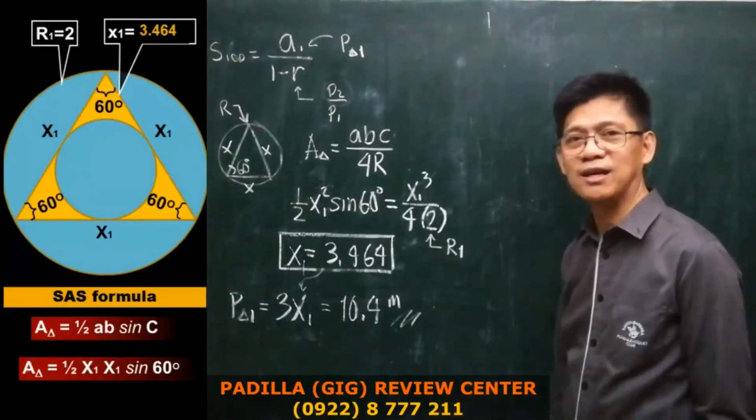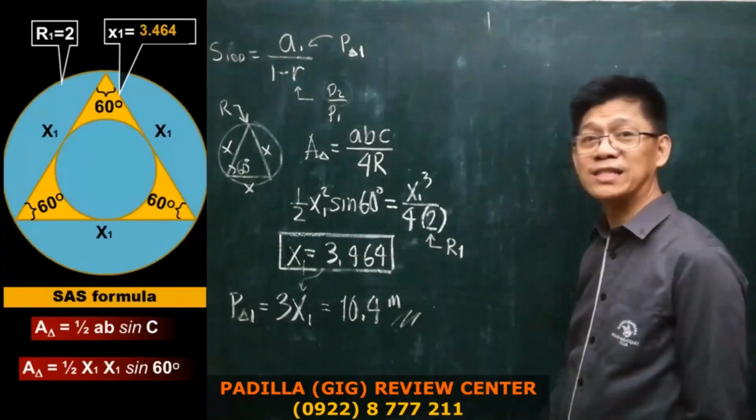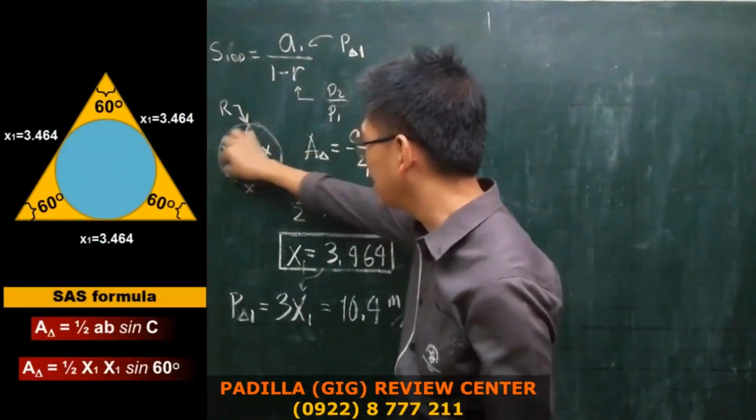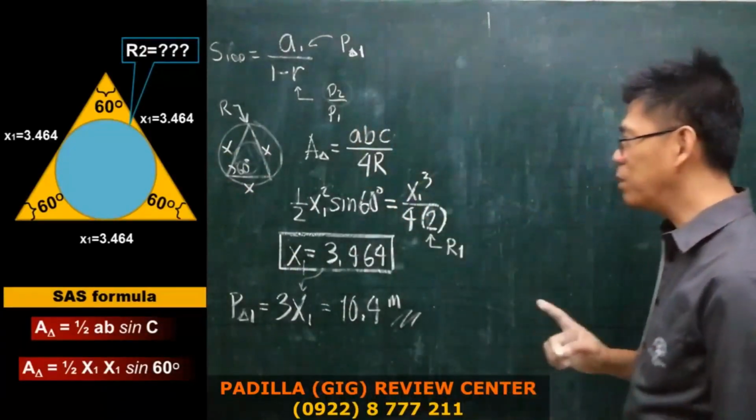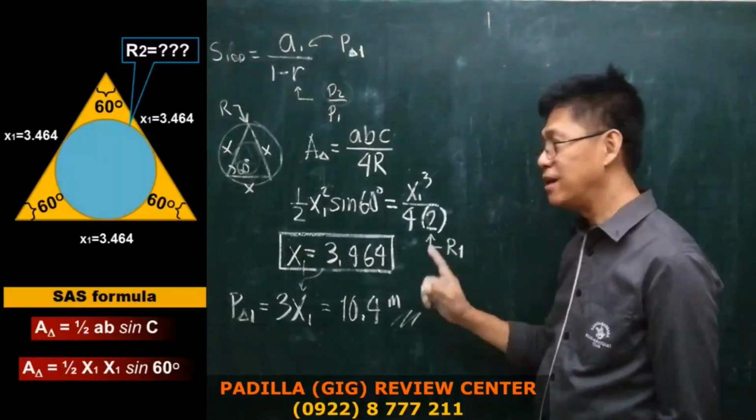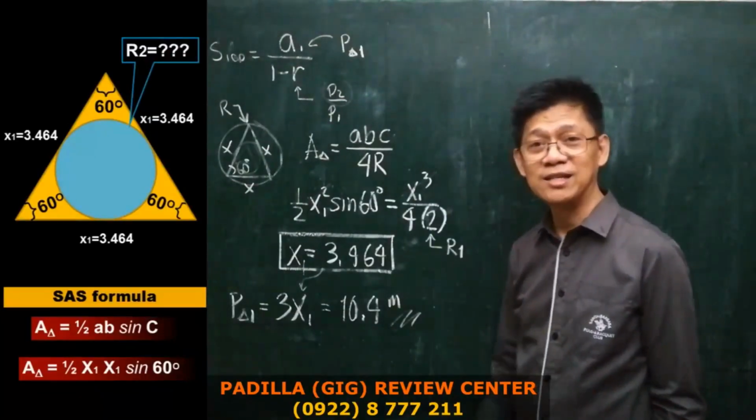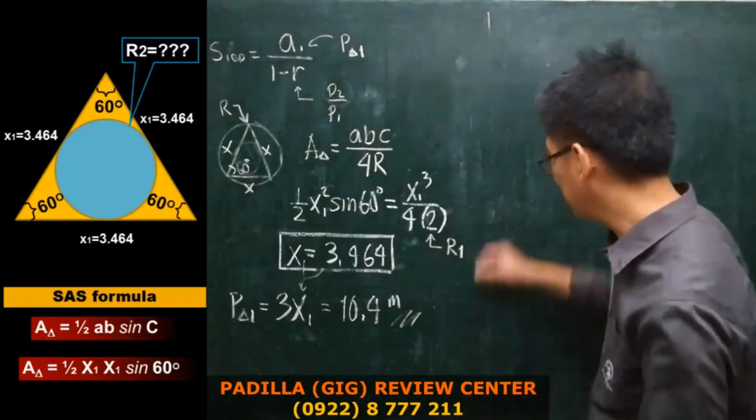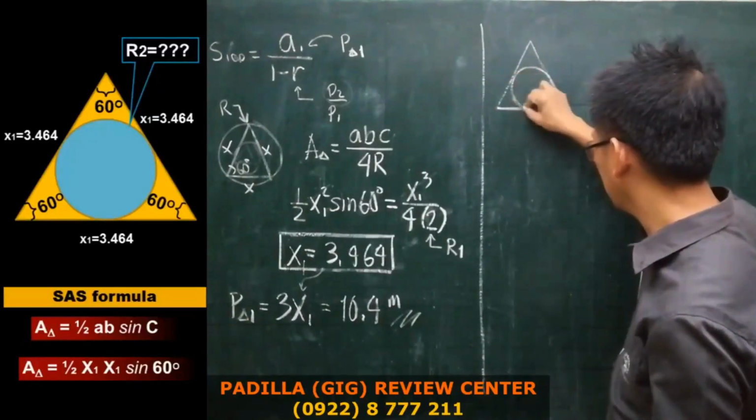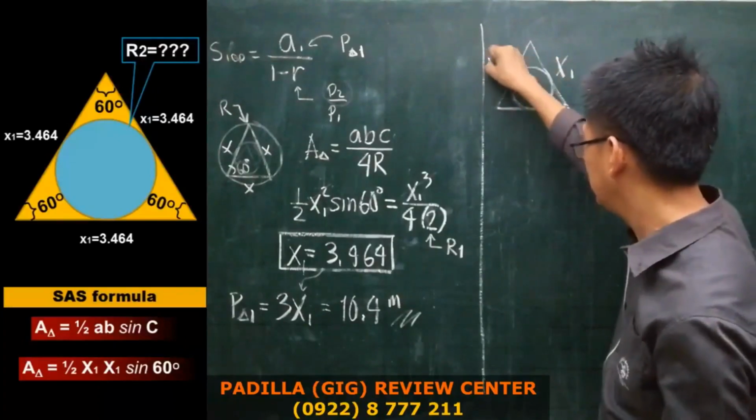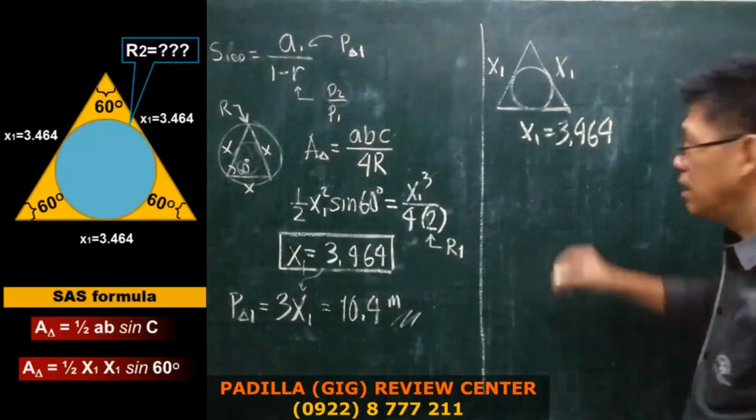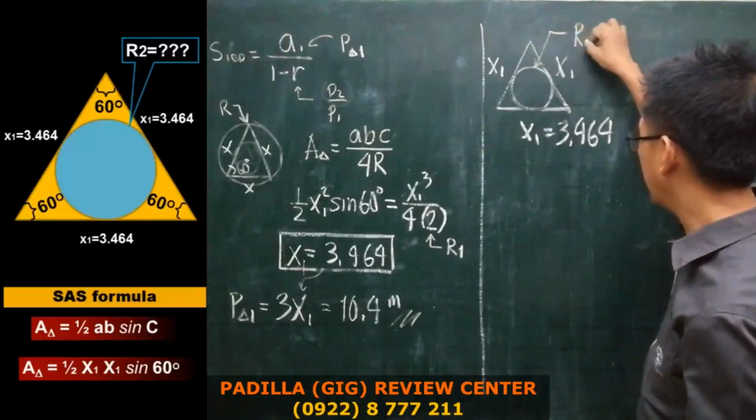Let us move to the second triangle. The second triangle is inscribed in the circle that is inscribed in this first triangle, right? So, we will be able to solve x2 if we know r2, correct? Let us first solve the radius of that circle inscribed in the first triangle. Let me isolate the figure. This is our triangle, and this is the inscribed circle, and this is x1, and we know that x1 is 3.464. Let me call the radius of this R2.